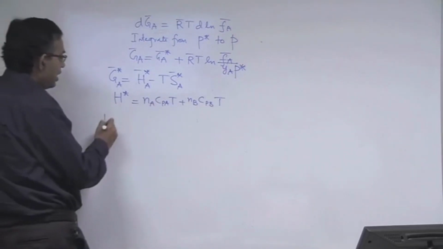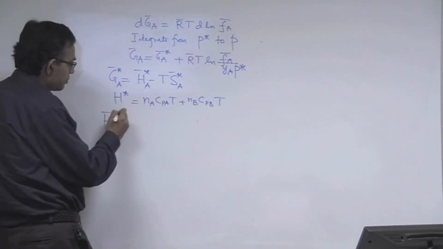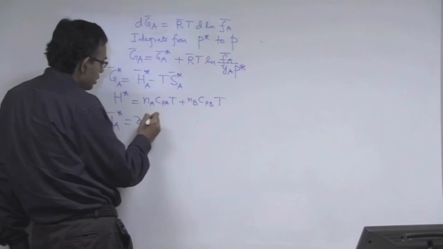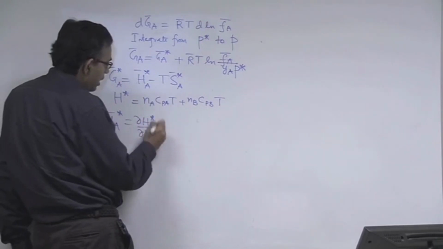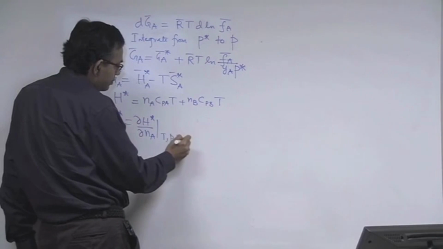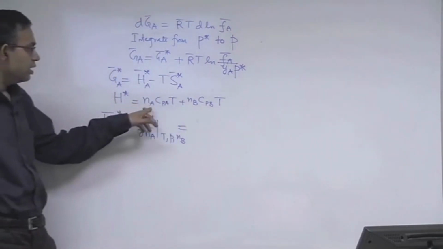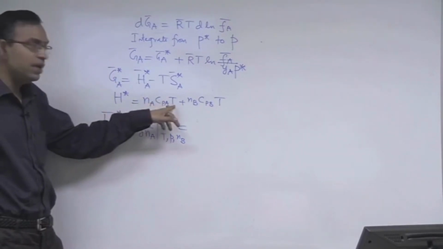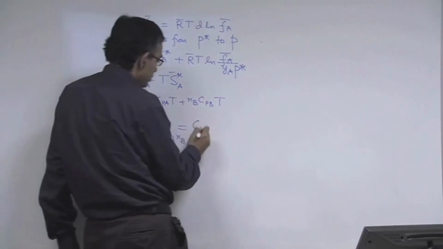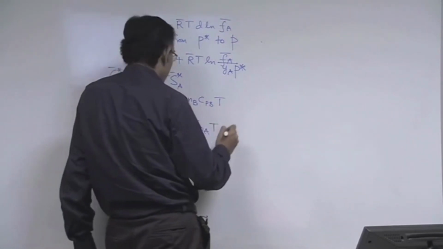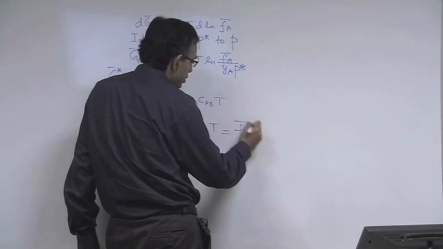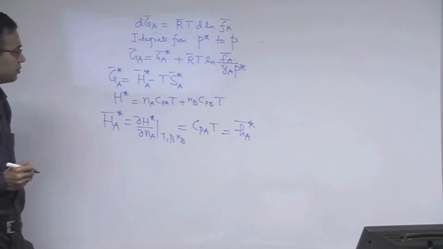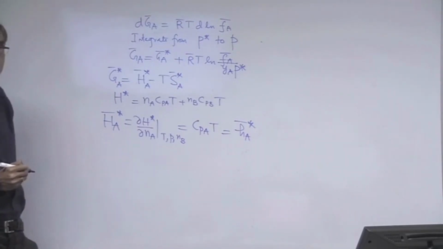Okay. Now what is H A star? That is del H star del Na at T, P, Nb. What is that? Sorry, del H star del Na will be CpA into T. And this is same as molar enthalpy of A.